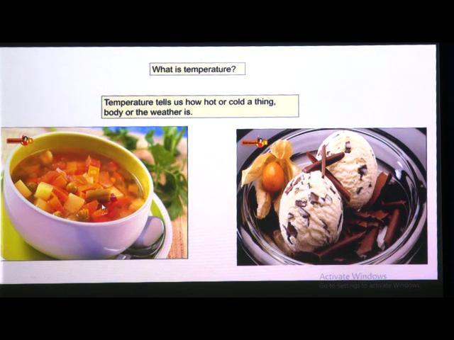So, what are we learning here? We have to learn now what is a temperature. Again I will say, temperature tells us how hot or cold a thing or body or the weather is. So, here we are having some things and we will see in detail what to do to measure a temperature.